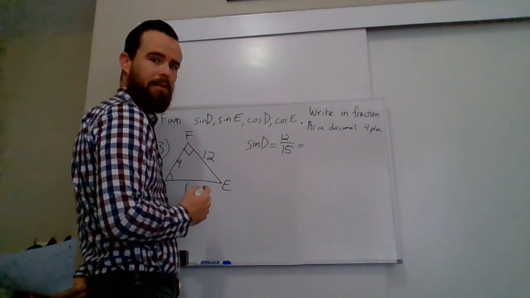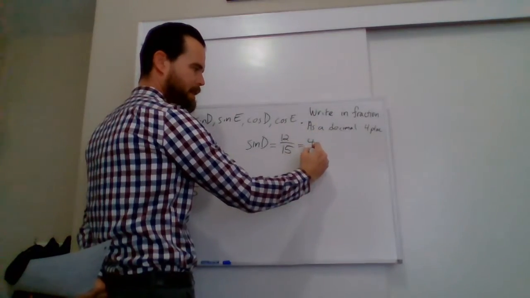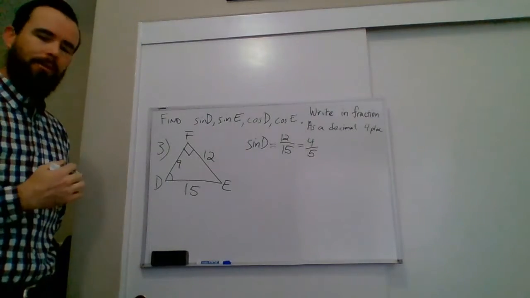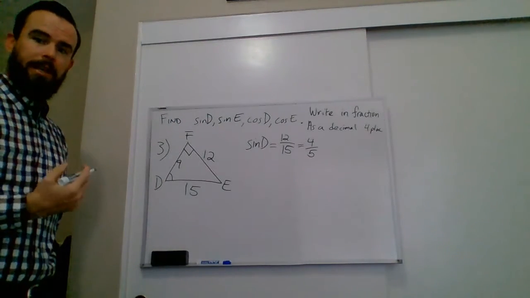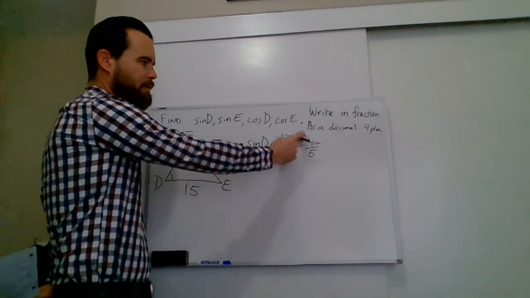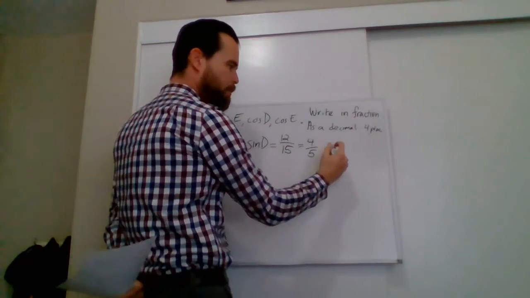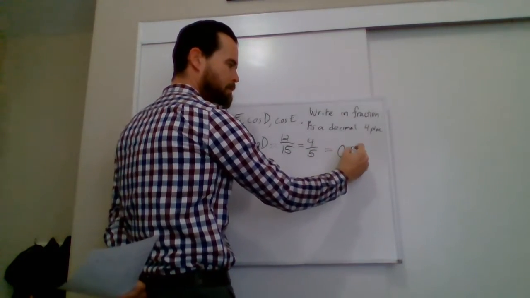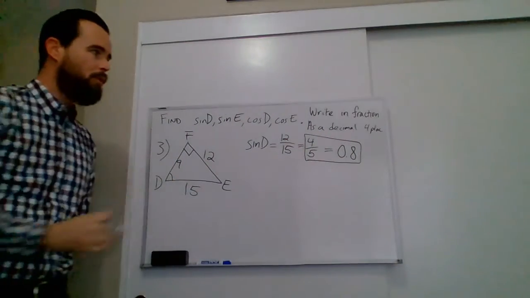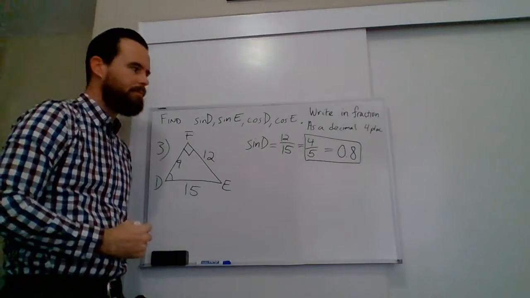We divide it by 3. So let's divide the top and the bottom by 3 and we get 4/5. So there's our fraction form. Now they want us to write it in decimal form to 4 places. That's simple enough. We'll just do 4 divided by 5. And we don't even need to go to 4 places because we'll just get 0.8. So there's our 2 forms, the fraction and the decimal, of sine of D.